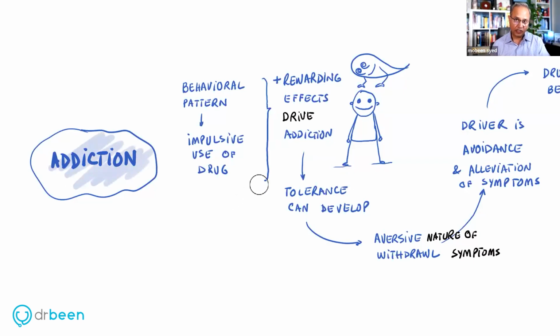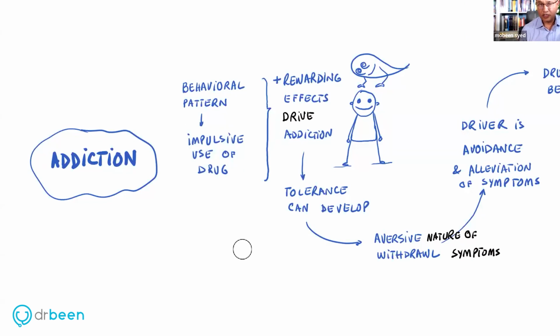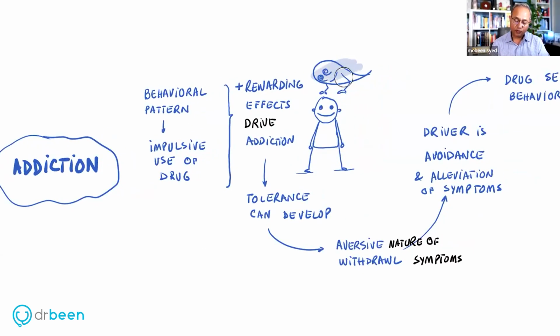Addiction, according to Goodman and Gilman, is a behavioral pattern with the behavior of impulsive use of drug. Now, in case of opioid, the reason that addiction develops is that opioid causes the reward centers to be activated. Reward centers in our limbic system, when we use opioid, the reward centers become active. We feel euphoria, we feel rewarded, even when there is nothing that we achieve to get the reward. It's the opioid causing us to feel the reward. So the reward effect of opioid drives addiction.